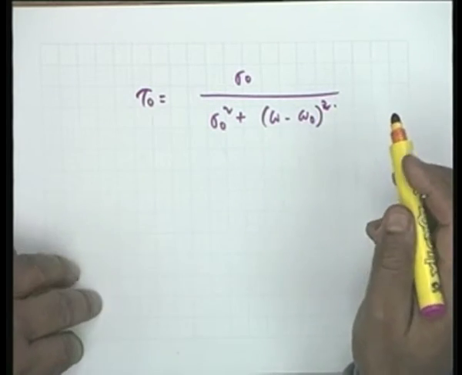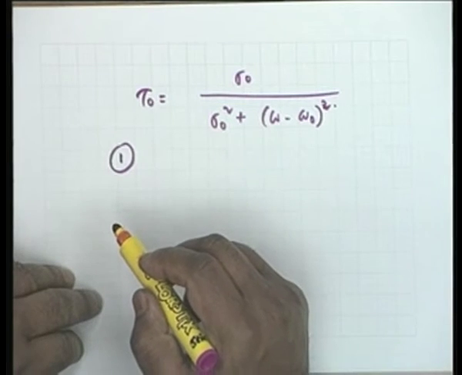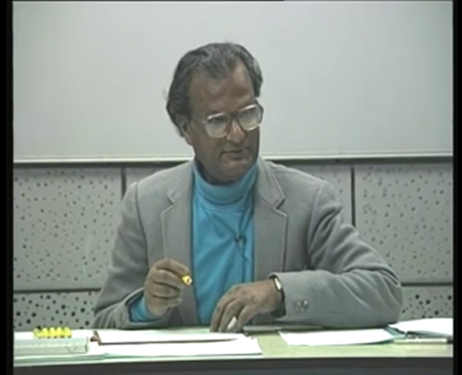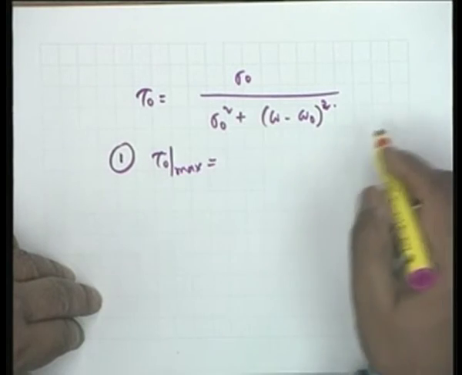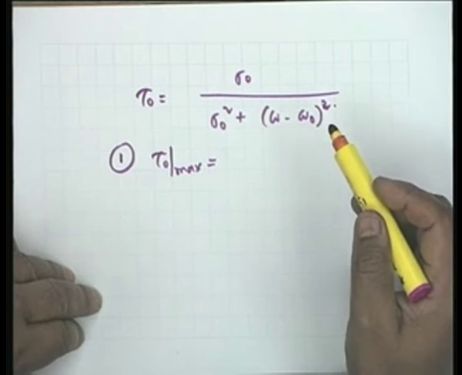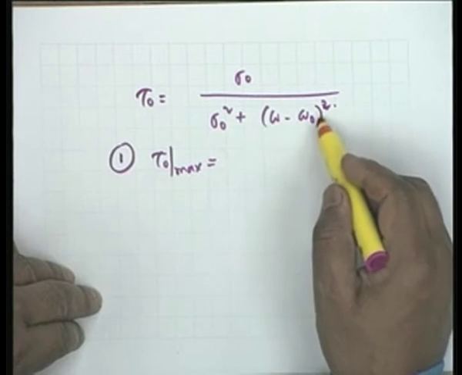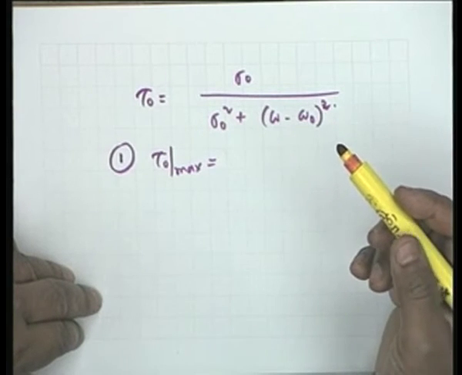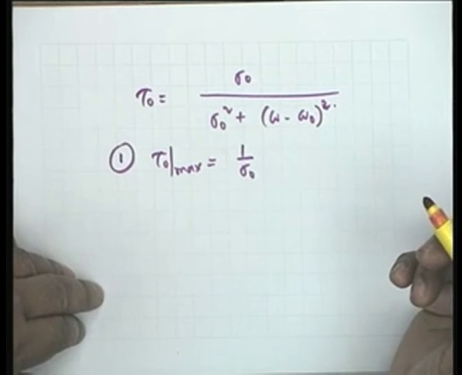You notice several things, that number 1, the maximum value of tau 0. Tau 0 maximum obviously occurs when the denominator is a minimum, and the denominator is a minimum, the variable is omega, so the minimum value of this is 0. Agreed? And therefore tau 0 maximum is 1 by sigma 0.